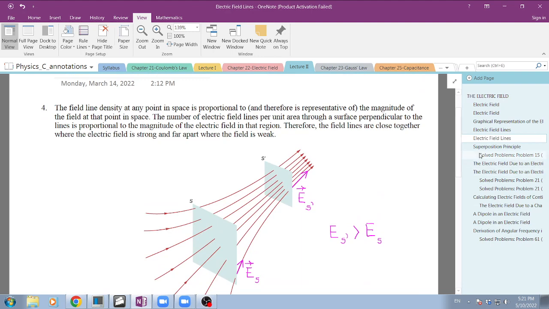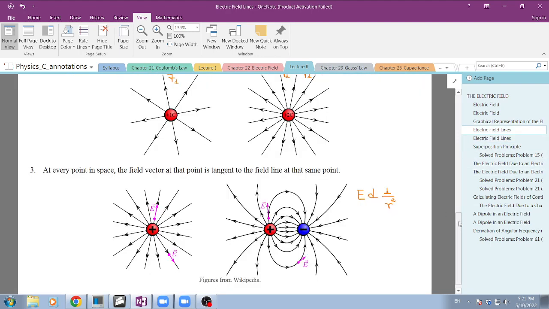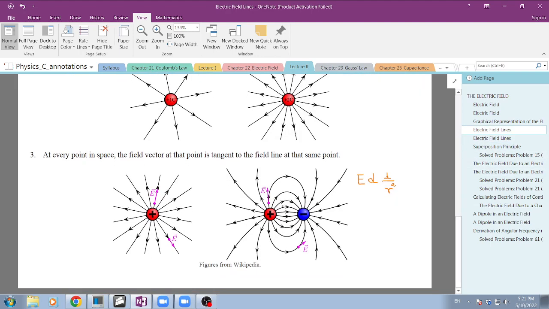The same applies here, let's go back one page. If you analyze, for example, one surface here between these two charges.